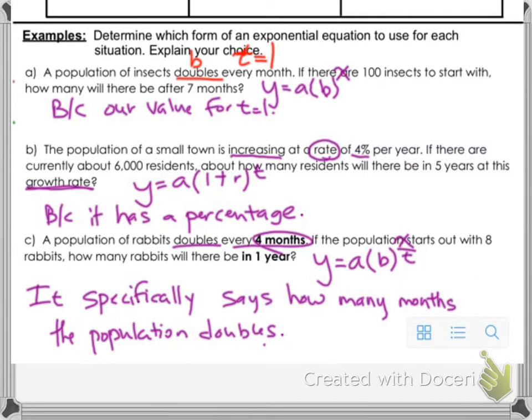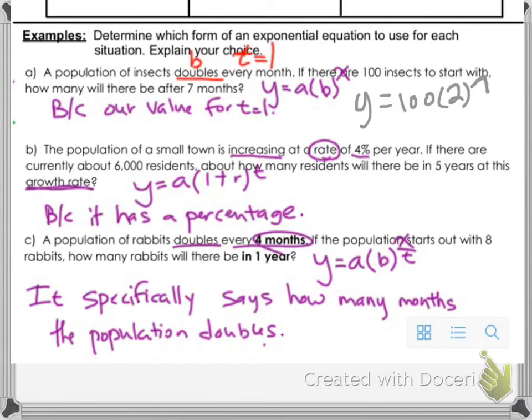Here, determine the form of an exponential function to use for each situation. Explain your choice. A population of insects doubles every month. If there are 100 insects to start with, how many will there be in 7 months? So, right here, we know our equation will be y equals 100 times 2, because doubles is the rate. Alright, and then 7 months.